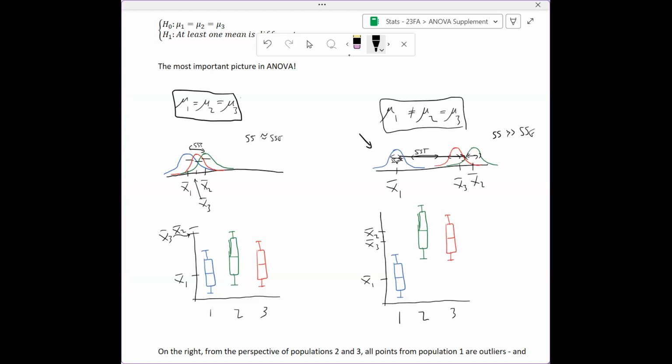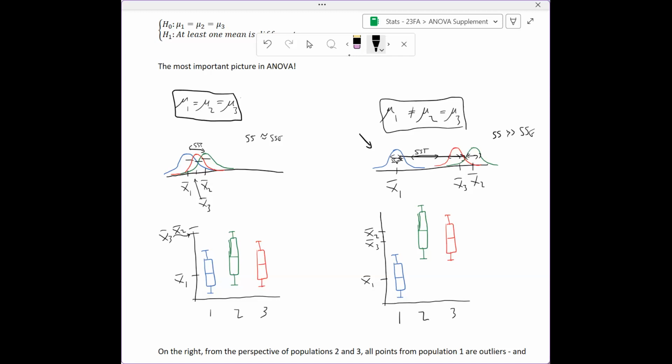But then we note that X bar one, its whole distribution, is really far away from X bar two and X bar three. Population one, or sample one, is really far away from sample two or sample three in their typical data. So when we glob all three groups together into one big data set, relative to the members of that combined data set that come from populations two or three, all of the folks in population one look like outliers. And remember that outliers disproportionately affect variances.